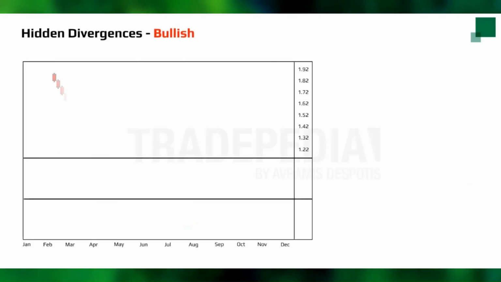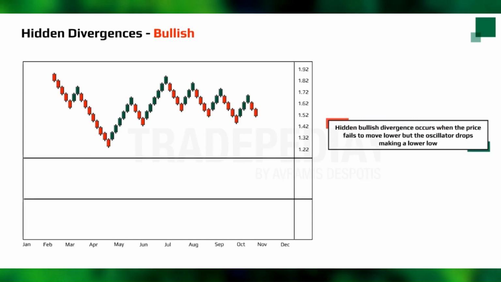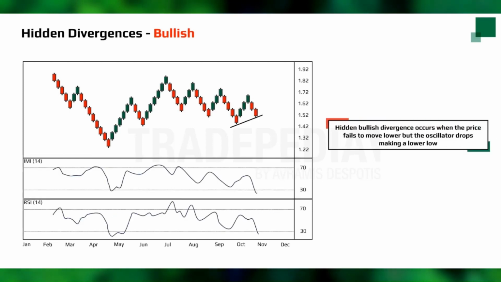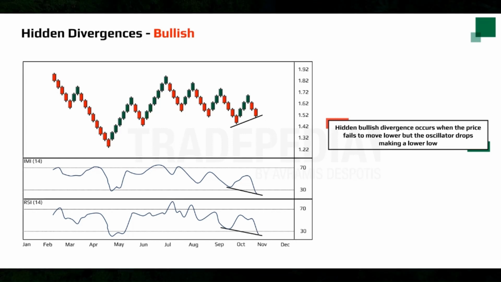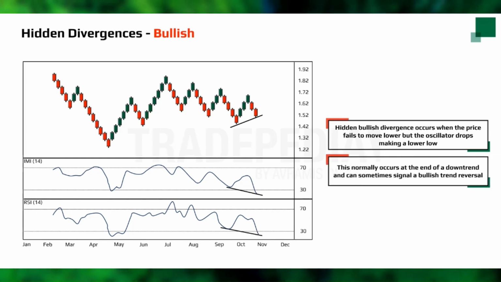However, not all divergences result in good signals, especially during a strong trend. How to spot hidden divergences. Hidden bullish divergence occurs when the price fails to move lower, but the oscillator drops, making a lower low. This normally occurs at the end of a downtrend and can sometimes signal a bullish trend reversal.